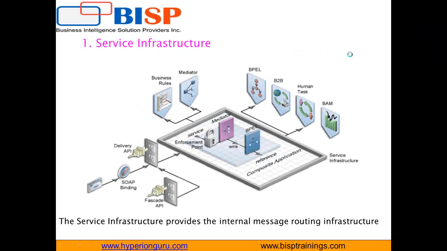So this is the service infrastructure. Within SOA, you have a mediator where direct transformation and routing can be achieved. You have business rules wherein you can dynamically change your rules depending upon the requirement, without any deployment of your services. And you have BPEL, where you can orchestrate and organize your flow.